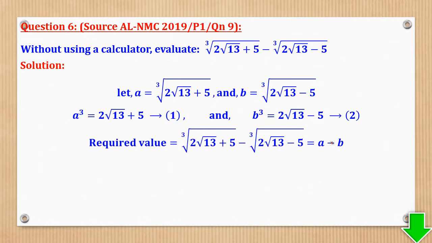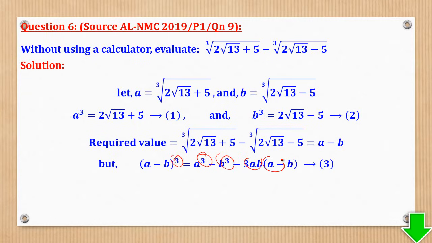So how do we get that A minus B? The good thing, we know A cubed and we also know B cubed. So we can start from there. We can start from there by saying what A minus B cubed will be equal to A cubed minus B cubed minus 3AB times A minus B. That is an identity.